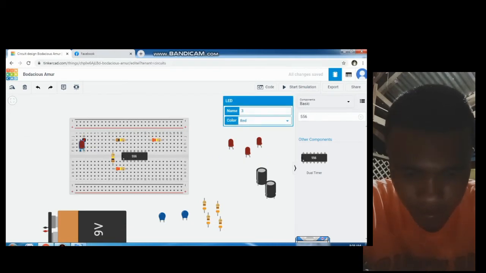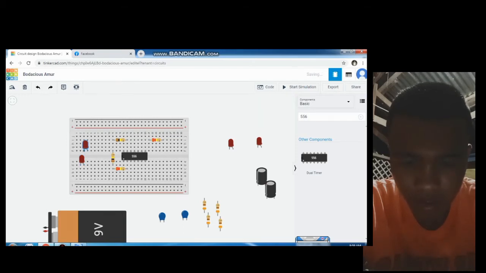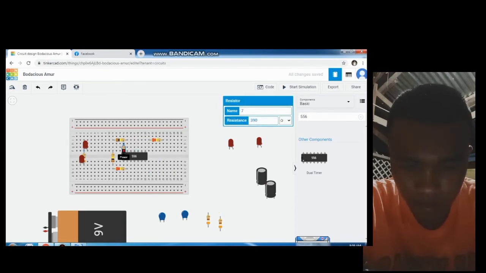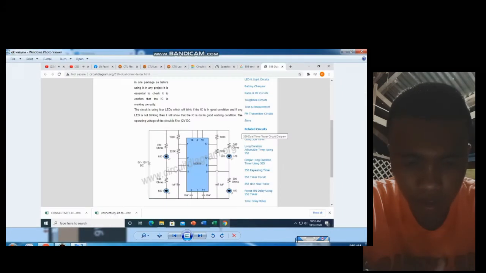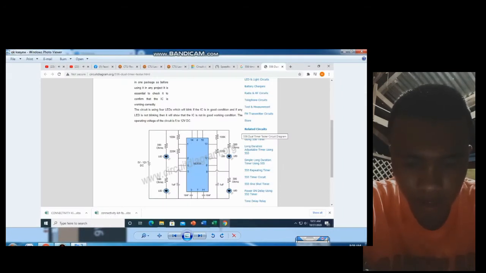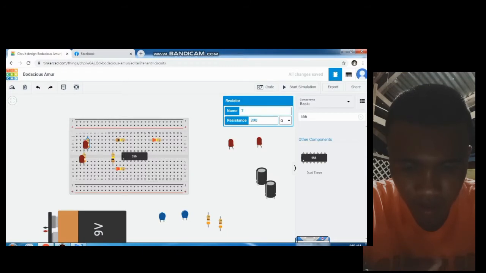Okay, now next is the LED. The other LED in the left side, and then we connect the resistor 390. Okay, let's check the circuit diagram.